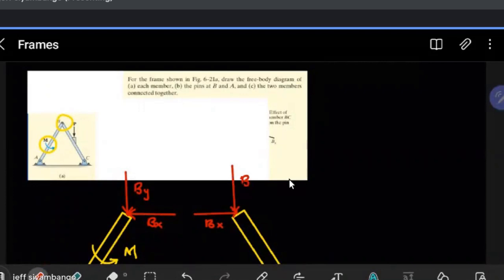But notice that in the end, when you add everything up, you will see, when we look at the pin at B, that it only makes sense that if BY here points down, then this side has to point up. So here, we'll assume that this is going to go up.